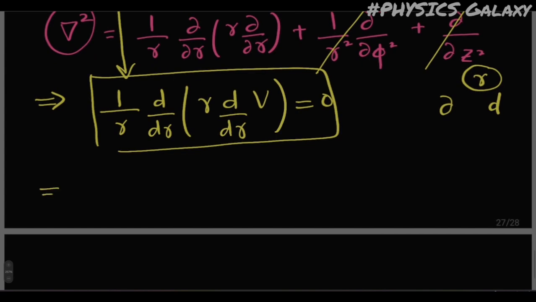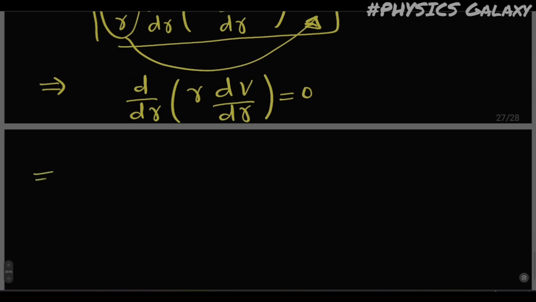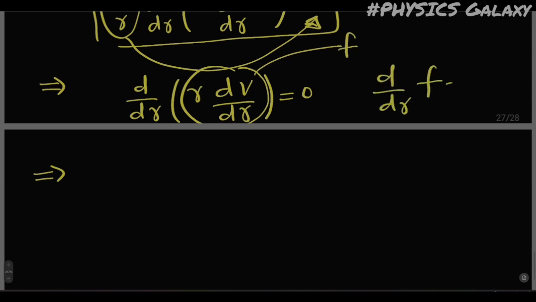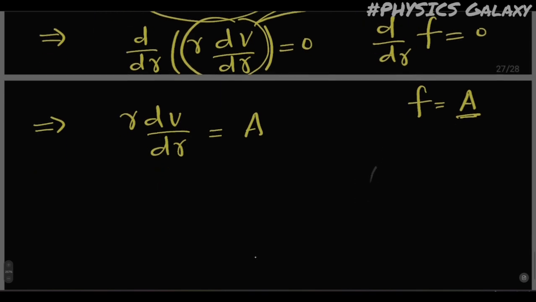Let me solve it entirely. The 1 over r factor goes to the other side and it will be simply 0. So it will be d by dr of r dV by dr equals to 0. Now we'll do the first integration. It's some function; d by dr of some function equals to 0. If the differential of some function is 0, that means this function must be some constant. Let's write that constant as A. So r dV by dr is some constant A. This is the first integration.